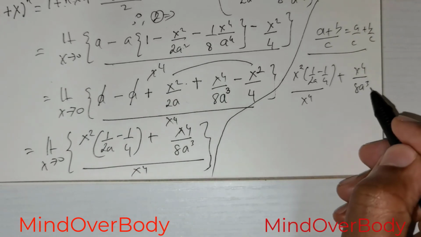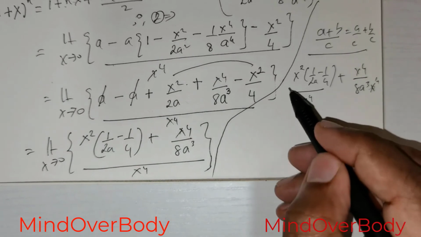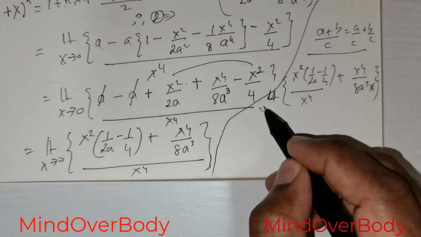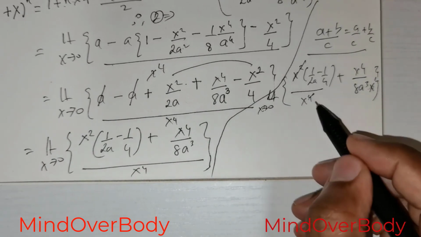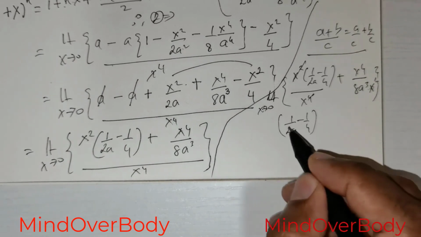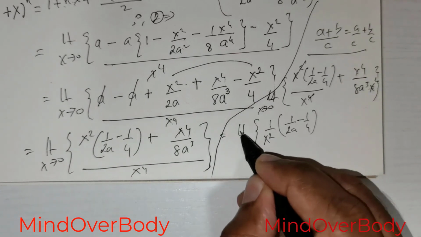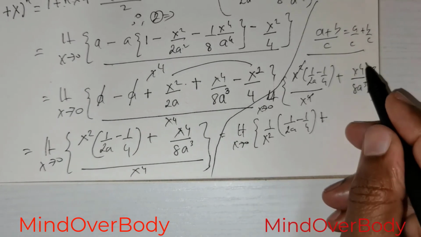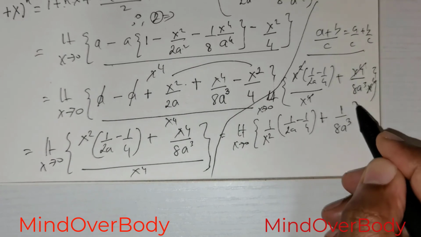Now x to the power of 4 I can actually write it over here, x^4. This is the limit as x tends to 0. Let me place that. Now clearly x^2 and x^4 can be cancelled, giving me (1/(2a) − 1/4) times 1/x^2, and the limit as x tends to 0, followed by x^4 cancelling, giving me 1/(8a^3).